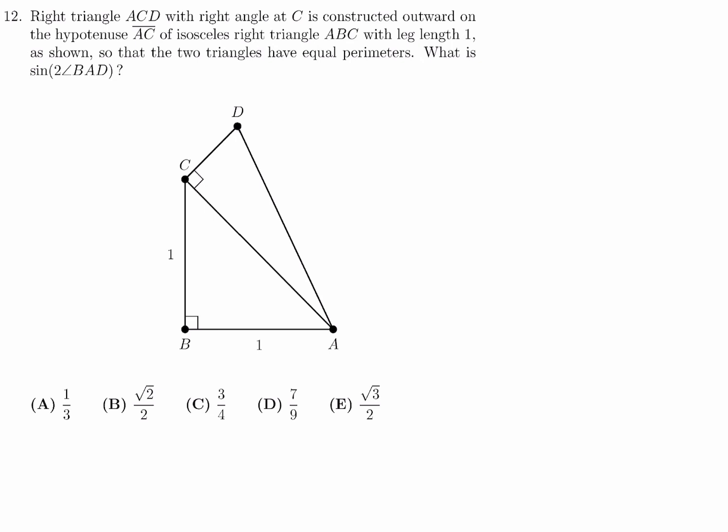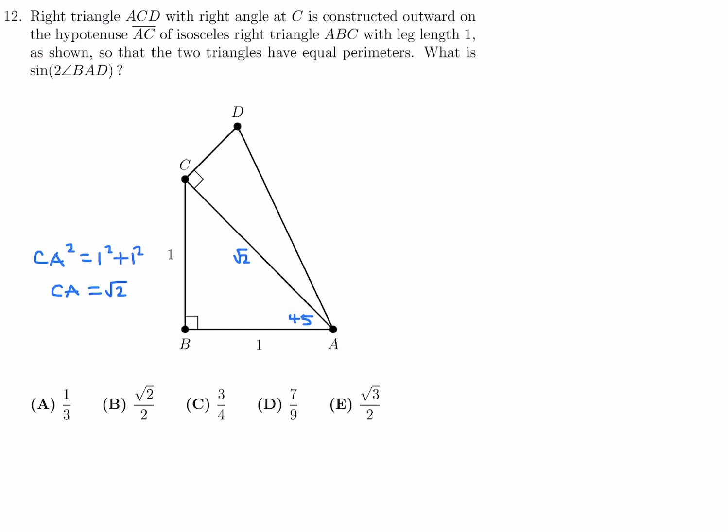Right triangle ACD with right angle at C is constructed outward on the hypotenuse AC of isosceles right triangle ABC with length 1, as shown, so that the two triangles have equal perimeters. What is the sine of 2 times the angle BAD? Well, we can easily figure out CA. CA squared is going to be 1 squared plus 1 squared, so CA is root 2. And then, since this is an isosceles triangle, this is 45 degrees right there.